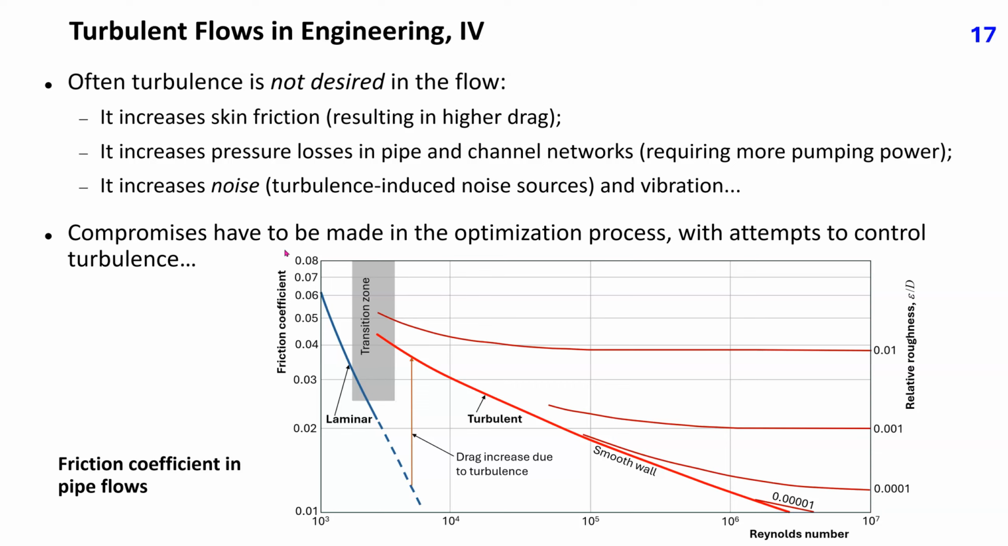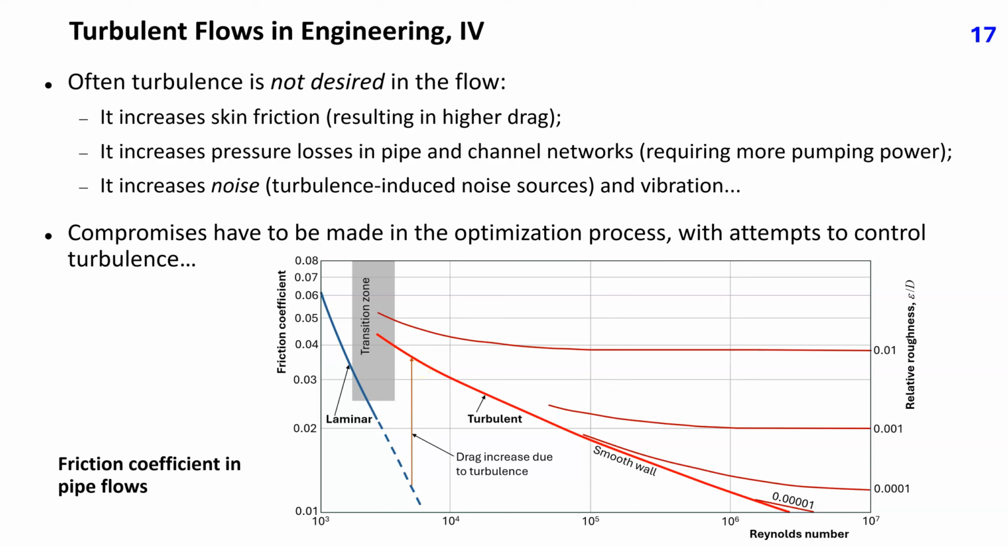Compromises have to be made in the optimization process with attempts to control turbulence. This diagram shows the dependence of the friction coefficient in a pipe on flow regime, laminar or turbulent, and Reynolds number and wall roughness. We see that if we could keep the flow laminar at this Reynolds number, the friction coefficient would be more than 3 times lower than when the flow is turbulent.